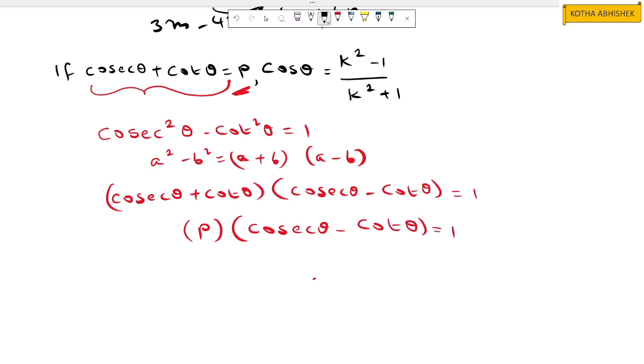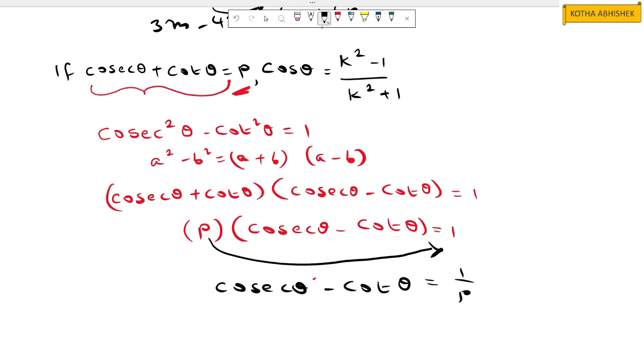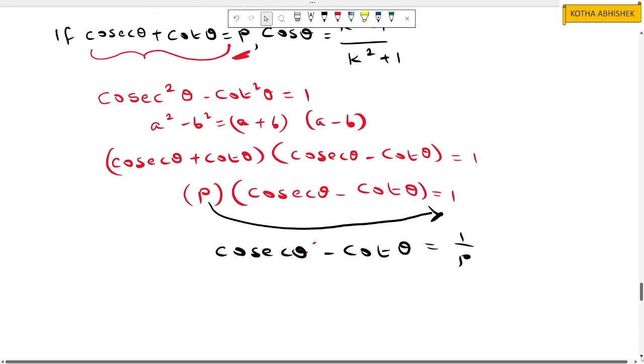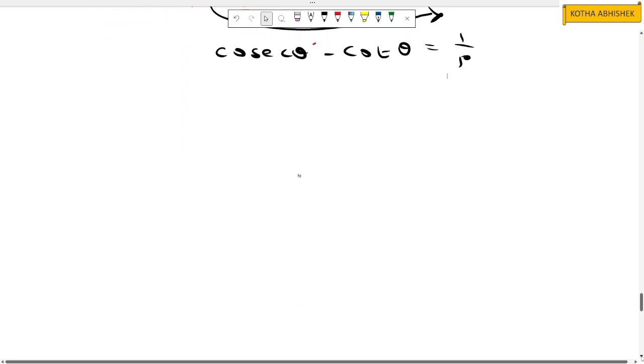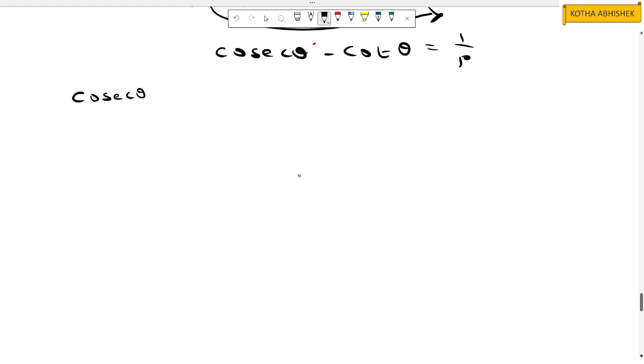Now taking this p to the right side. Here it is multiplication. If I take it to the other side, it becomes division. That is cosec theta minus cot theta equals 1 by p. The given question is cosec theta plus cot theta equals p, and what we got now is cosec theta minus cot theta equals 1 by p. Let us try to solve these two equations. So the given one in the question is cosec theta plus cot theta equals some constant p. Second equation just now what we got is cosec theta minus cot theta equals 1 by p.